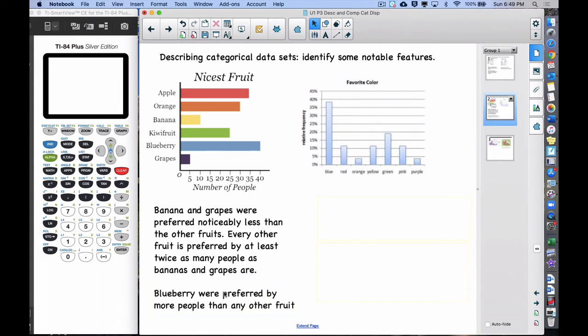You could also say blueberries were preferred by more people than any other fruit. That's at least pointing out the maximum one. I think this first one's a little bit stronger statement, but that would work too.